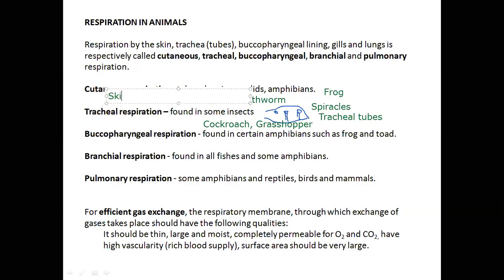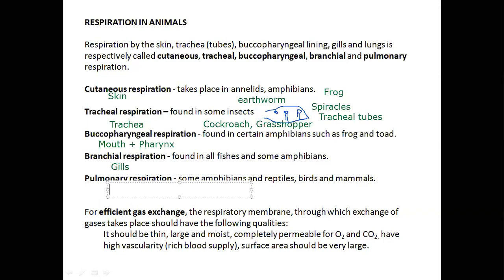Cutaneous respiration में skin हो गया. Tracheal respiration में will be trachea. Tube-like structure. Buccopharyngeal is mouth plus pharynx. Bronchial respiration में there will be use of gills. And pulmonary respiration में there will be use of lungs.